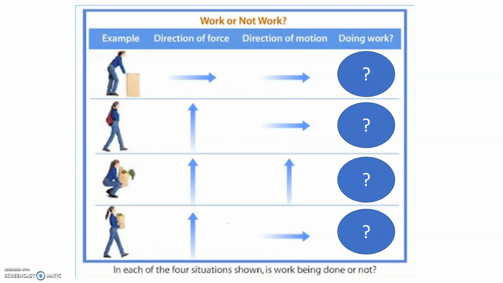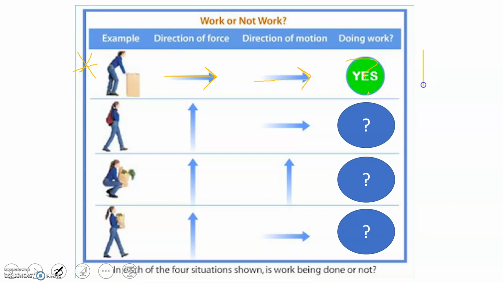All right, so let's go over some examples in these different scenarios. So you have a girl in this top example, and she's pushing the box. Notice her direction of the force, the box she's pushing to the right. The direction of motion of the box is going to the right. So you have two arrows working together. Is she doing work? Yeah, she is. She is doing work, and it is a positive work because your two arrows are going together.